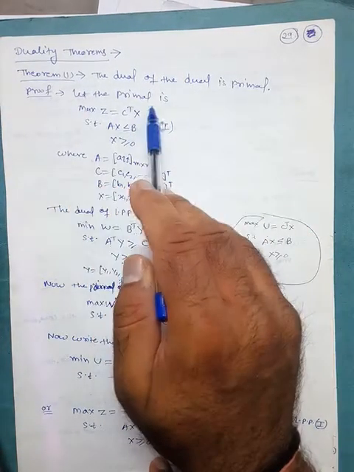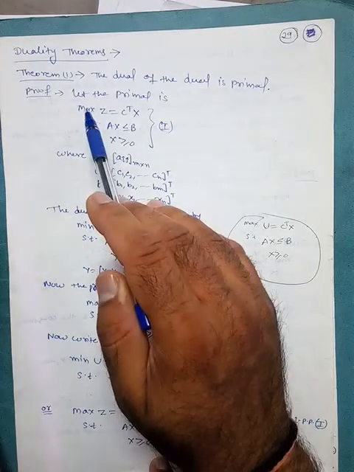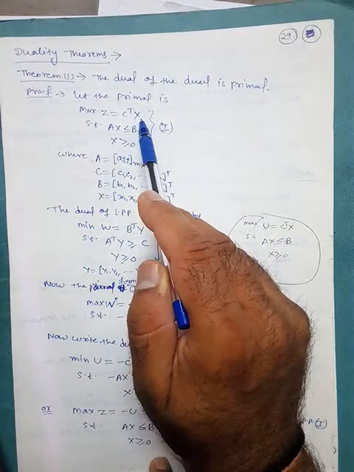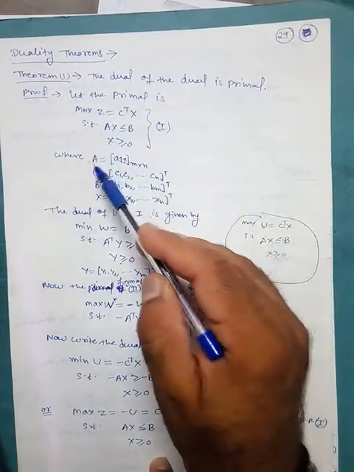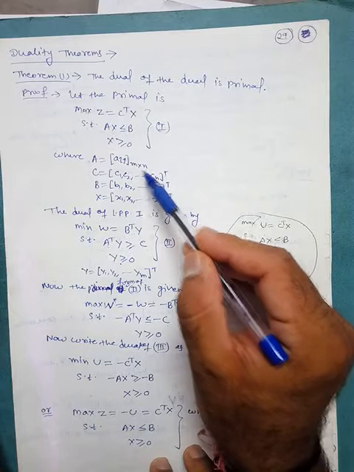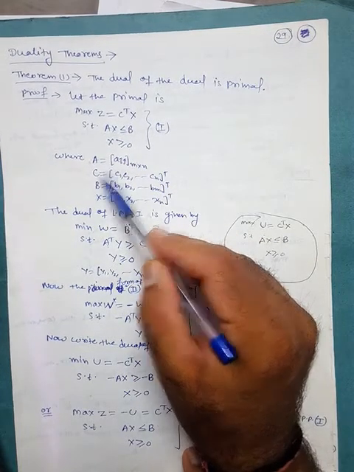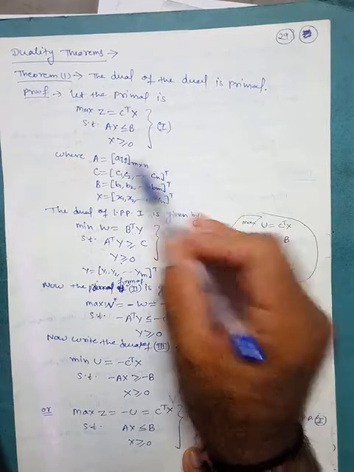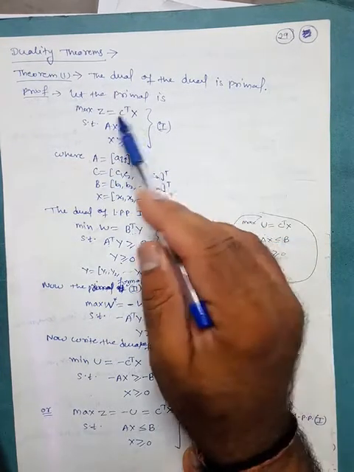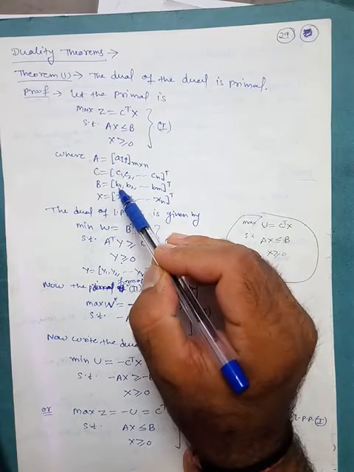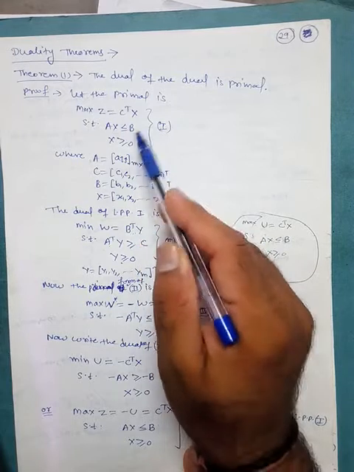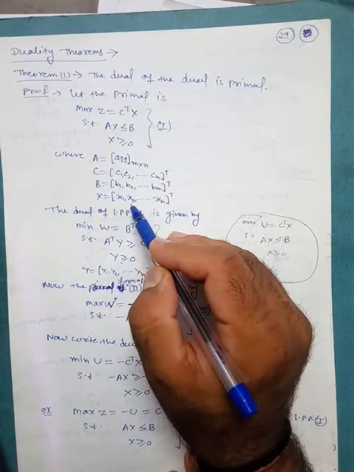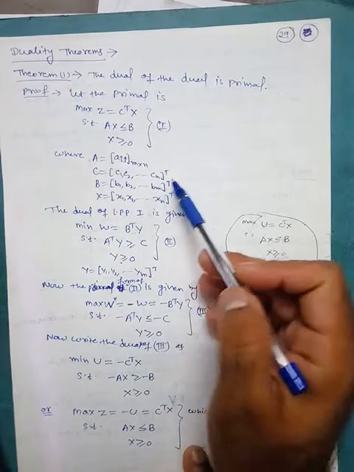So let us suppose that this is the primal problem. Maximum z is equal to c transpose x subject to Ax is less than or equal to b and x is greater than or equal to 0. This is the actual primal, where A is the coefficient matrix Aij of the size m cross n. C is the column vector c1, c2, cn transpose, the costs associated with the objective function. B is the column vector b1, b2, bm transpose, the right hand side of the constraints, and x is the vector of variables x1, x2, xn transpose. Fine. Now construct the dual.